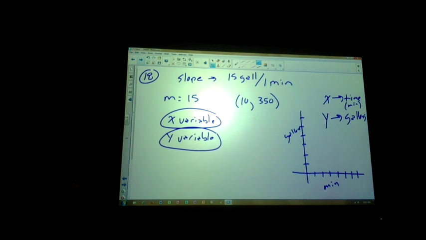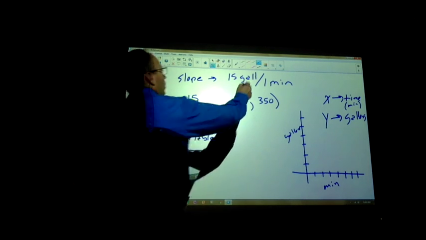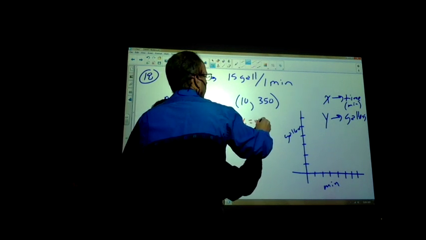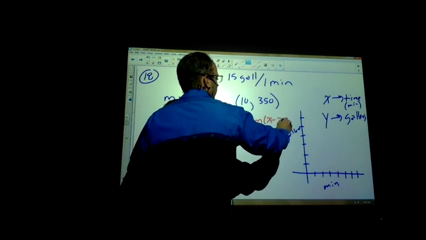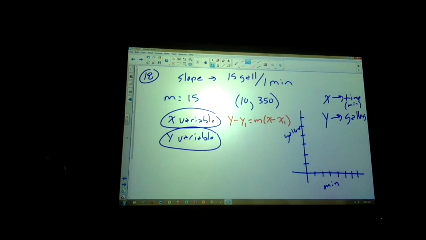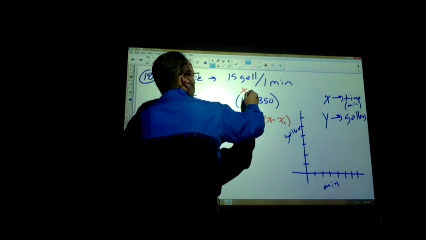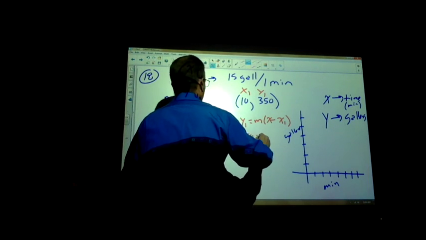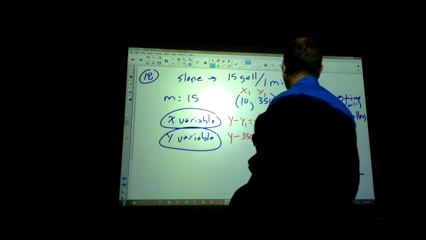There's the backside. Oh, thank you. Write an equation that models how much water is in the pool. Okay, so now we're going to write an equation. I'm going to use this, because I know what a point is and I know what the slope is. This is going to be x1, y1. Plug in. 15 is the slope. X minus 10.